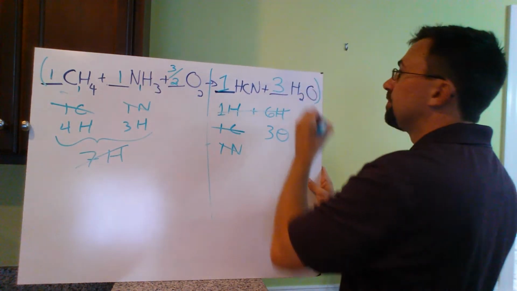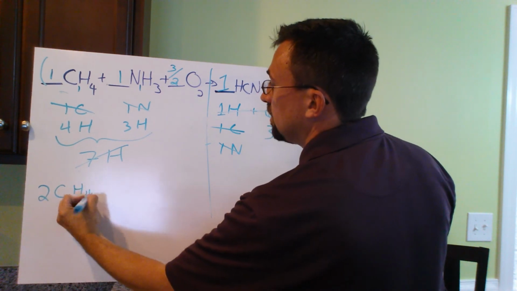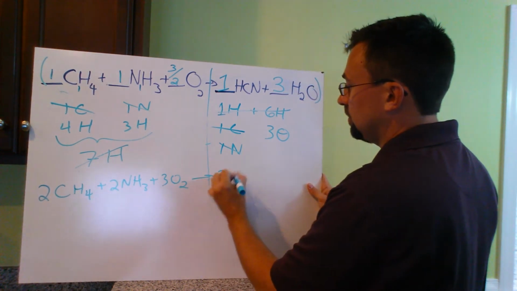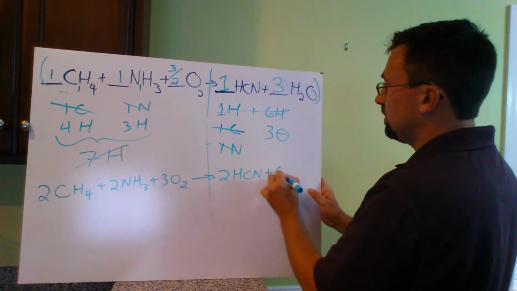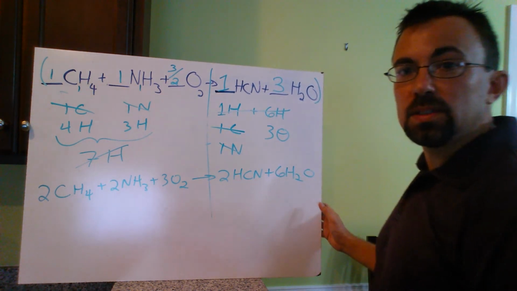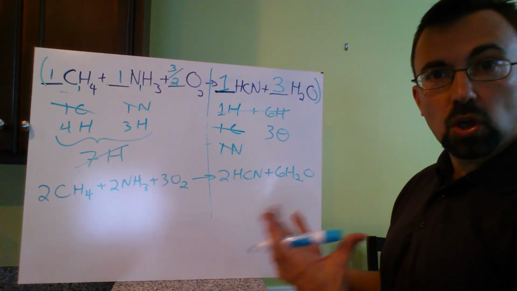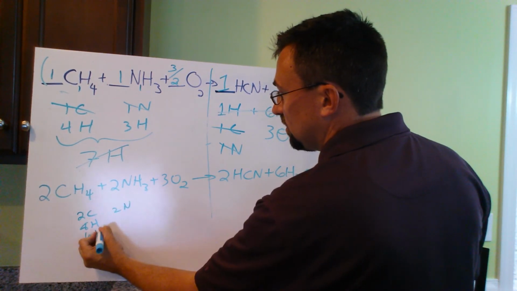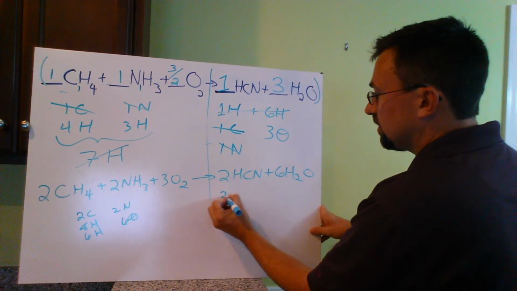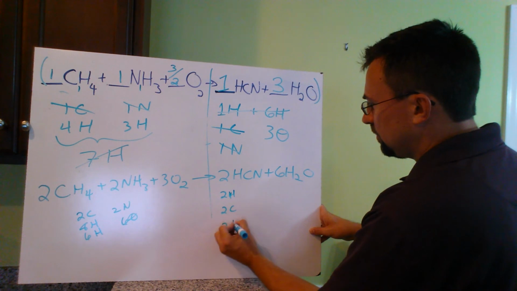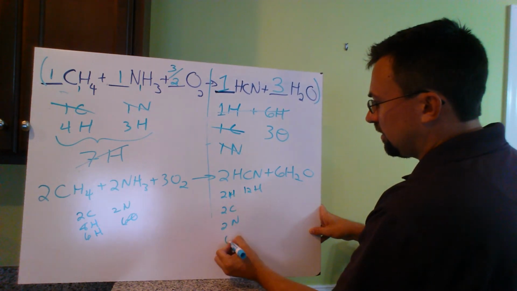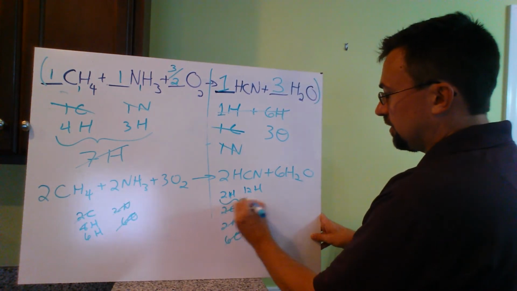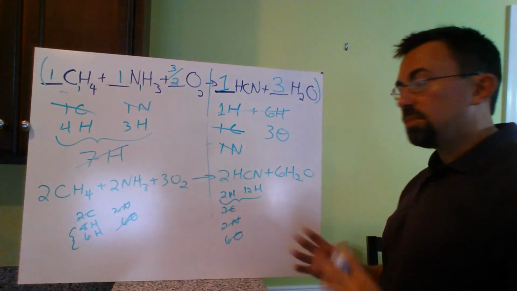Multiply this whole thing by 2, and we get 2 methanes plus 2 ammonia plus 3 oxygen yields 2 HCNs and 6 waters. It's also not a terrible idea at the very end to make sure that you haven't lost anything, so just add it up. All right, I got 2 carbons, 8 hydrogens, 2 nitrogens, another 6 hydrogens, 6 oxygens. Over here I got 2 hydrogens, 2 carbons, 2 nitrogens, another 12 hydrogens, and 6 oxygens. All right, 6 and 6, 2 and 2, 2 and 2, 14 and 14, and it's balanced.